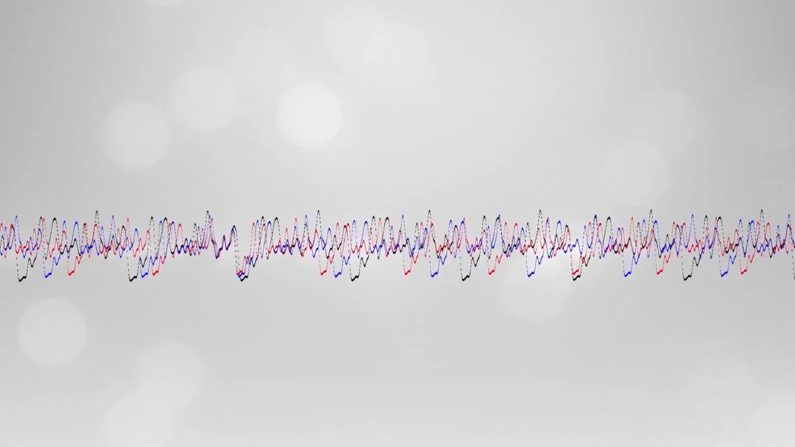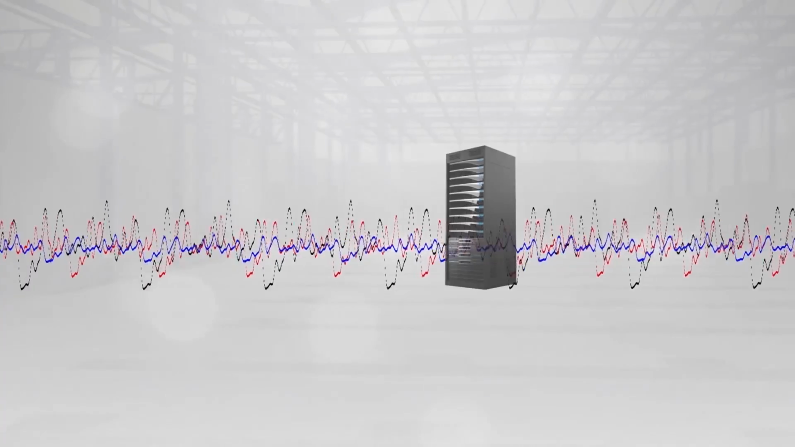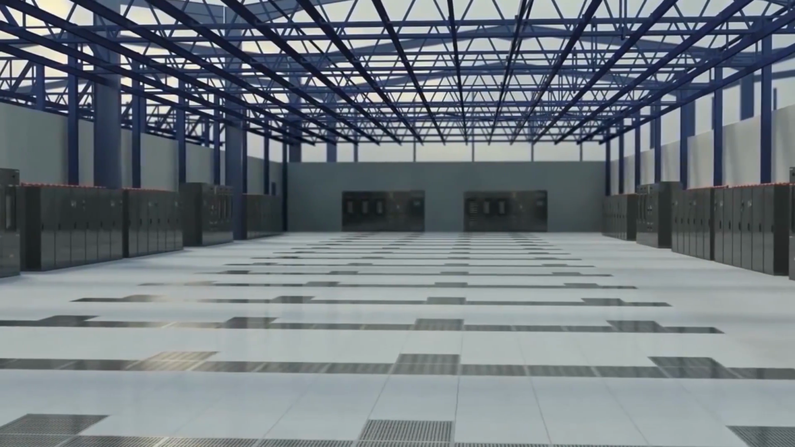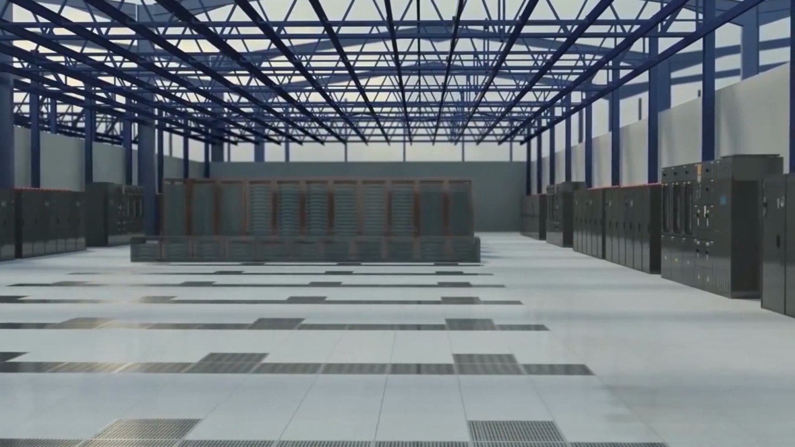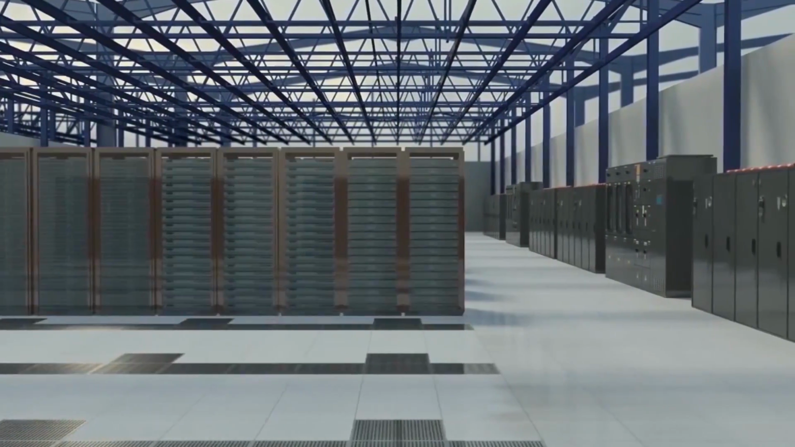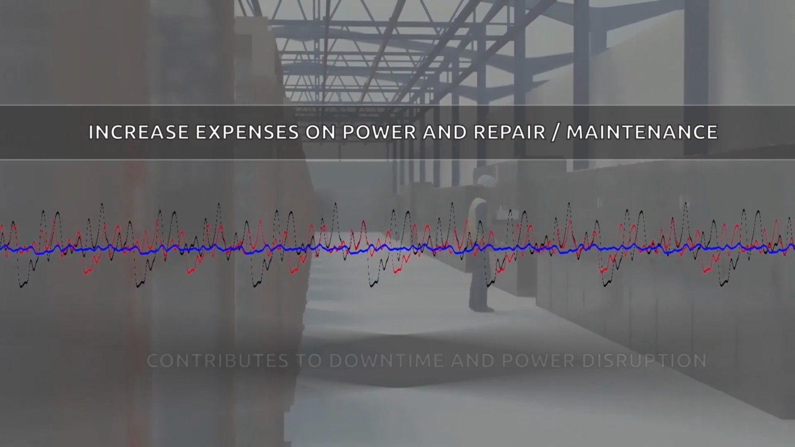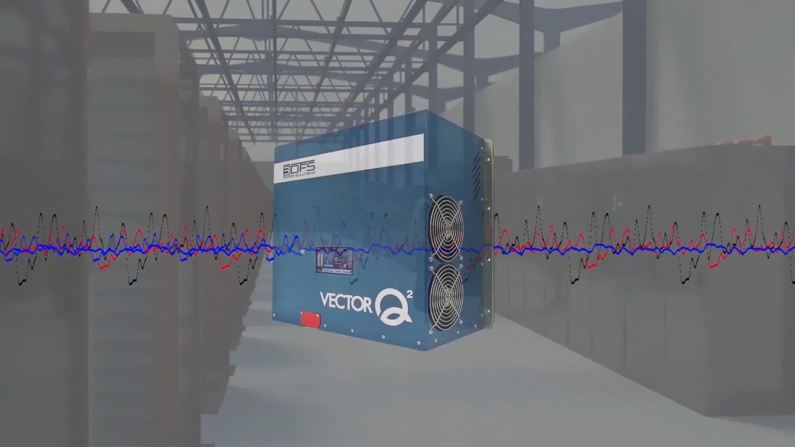This video demonstration clearly shows the negative effects of uncorrected power in a single server rack. A typical data center has anywhere from dozens to hundreds of server racks, all introducing similar harmonics and power factor as shown in this video. Combined, these distortions increase expenses on power, repair and maintenance of equipment, and contribute significantly to downtime and power disruptions.